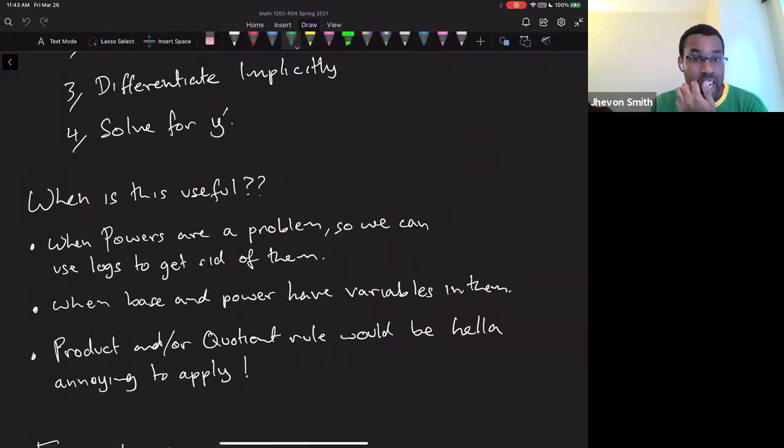Some specific cases are if powers are a problem, right? If your power is complicated, if you have both a variable in your base and your power, that is when you would want to use a technique like this. And I'm going to show you a similar technique today. And sometimes if something is just very complicated and you don't want to have to use the product or quotient rule on it because it's going to be a nightmare, logarithmic differentiation is also an option there.